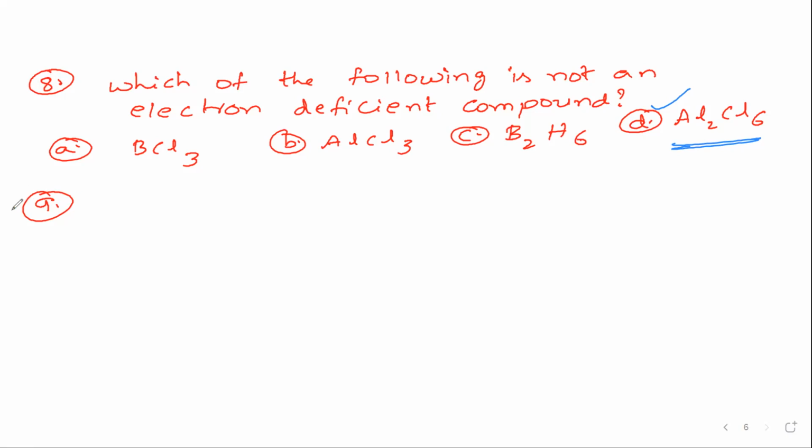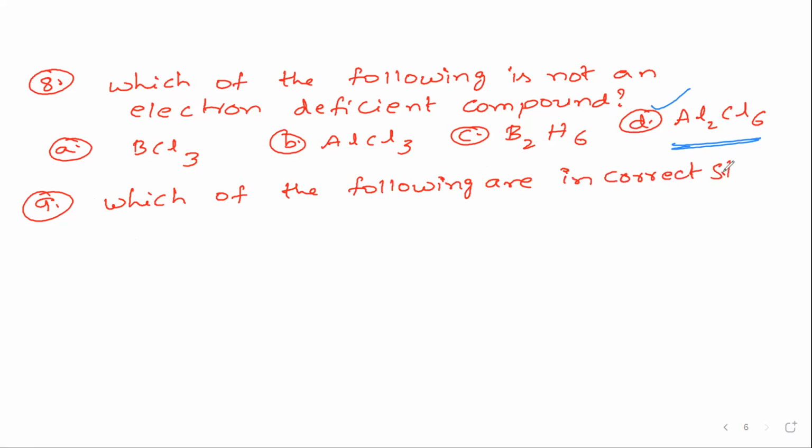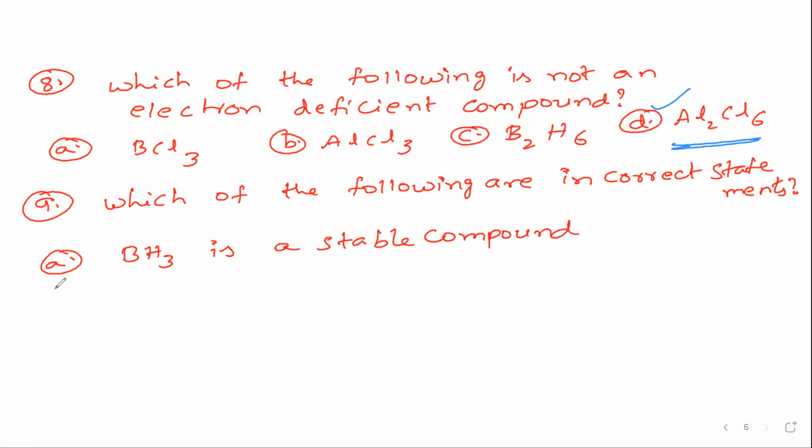Which of the following are incorrect statements? Option A, BH3 is a stable compound. It is a question with more than one correct option. Please make a note of it.